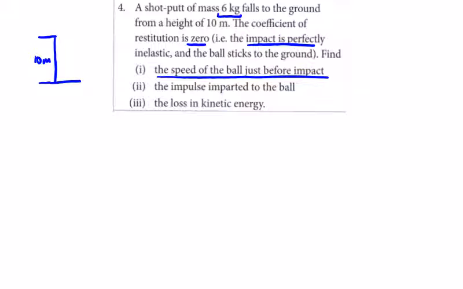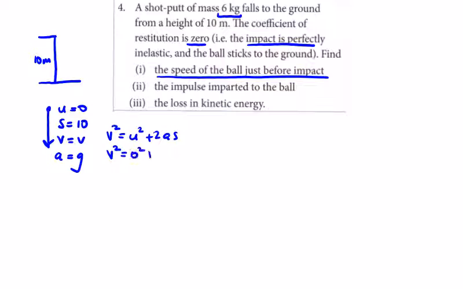Okay, so we have a shot put falling. It's falling 10 meters, so we have s is equal to 10. It's released from rest. We're looking for the speed just before impact, and we know that acceleration is g. So v squared is equal to u squared plus 2as. The speed is going to be 0 squared plus 2g by 10. So v squared is going to be equal to 20 by 9.8, which is 196. So v is going to be an even 14 meters per second.